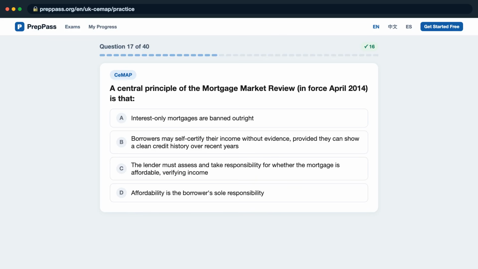Question 17. A central principle of the Mortgage Market Review, in force April 2014, is that, is it A, interest-only mortgages are banned outright? B, borrowers may self-certify their income without evidence, provided they can show a clean credit history over recent years? C, the lender must assess and take responsibility for whether the mortgage is affordable, verifying income? D, affordability is the borrower's sole responsibility?